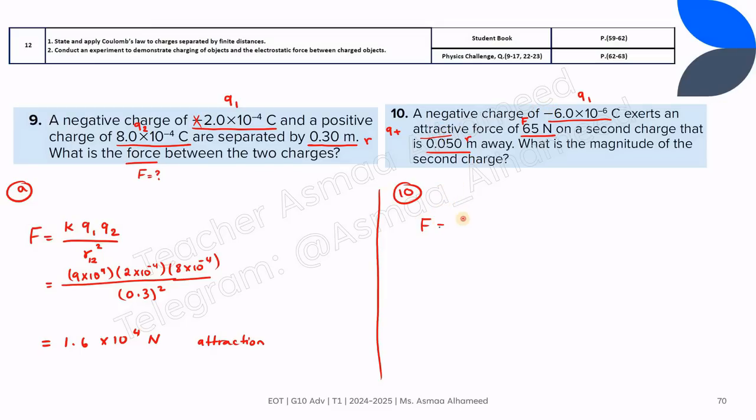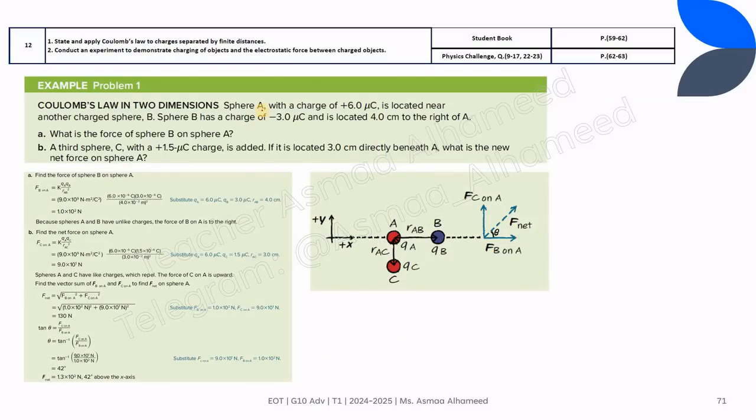So here we say F is equal to K, first charge, second charge, divided by the distance between them squared. Now, do I have the force? It is 65 equals to, do I have K? It's 9 times 10 to power 9. Do I have the first charge? It is 6 times 10 to power minus 6. And this Q is unknown, divided by the distance, which is 0.050 squared. We do shift solve, and the value of Q will be equal to 3 times 10 to power minus 6 coulombs.